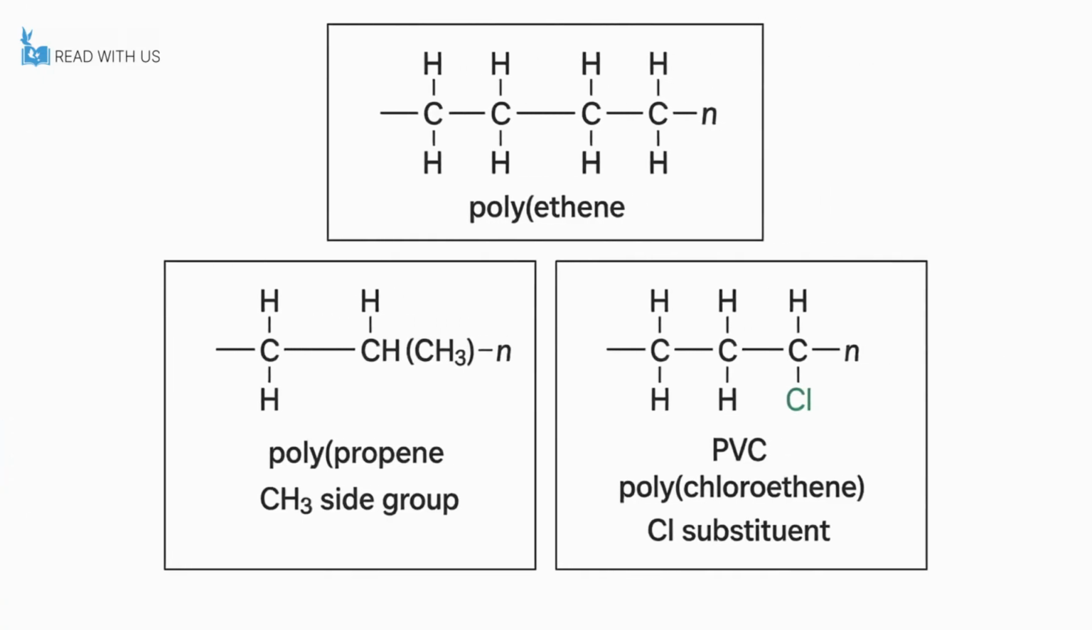Example panels then show repeating unit structures of polyethene, polypropene with a CH3 side group on one carbon, and polychloroethene, also called PVC, with a green chlorine substituent.